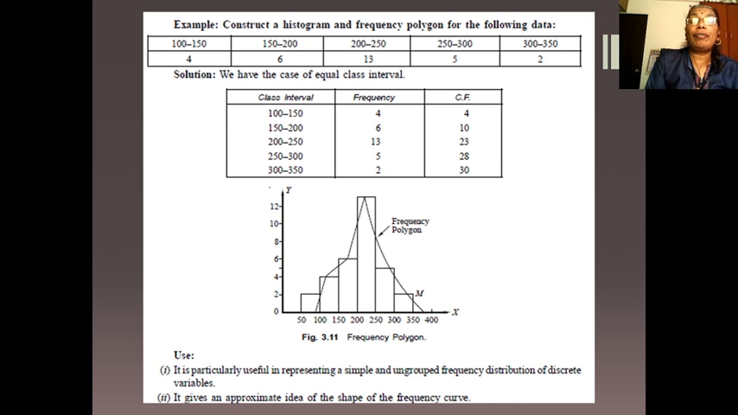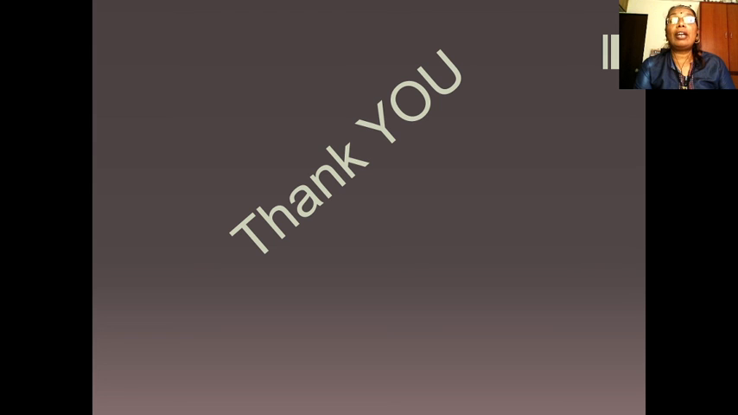For 100 to 150, it has a frequency of 4, therefore at 100 to 150, here 4. Then 150 to 200, the frequency is 6, at the center point. Then 200 to 250, 23 here. Then 28. In this manner we can easily draw the polygon also, with lines. And here we complete the histogram and polygon.